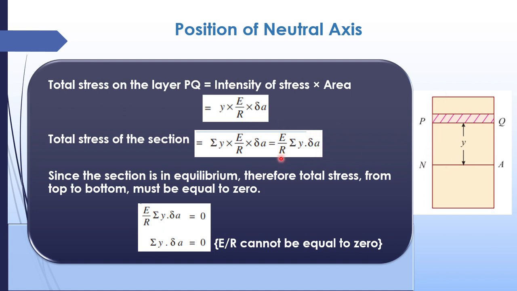Now for making the beam in equilibrium, the total stress should be 0, right? So that means E by r into sigma y into dA will be equal to 0. We cannot make E by r 0 because it is constant. E and r should be constant. There will be some value for that. So we cannot make it 0. So that means sigma y into dA is equal to 0. Either this or this should be 0. This couldn't be 0, so this should be 0. Sigma y into dA is equal to 0.